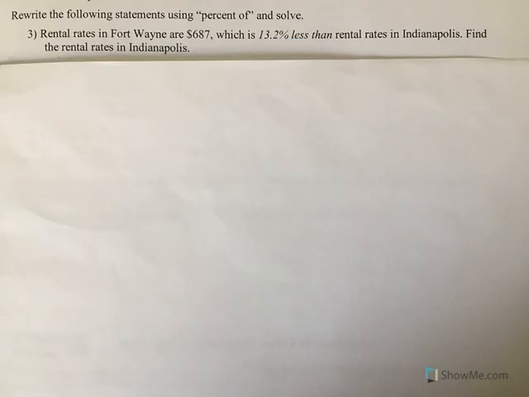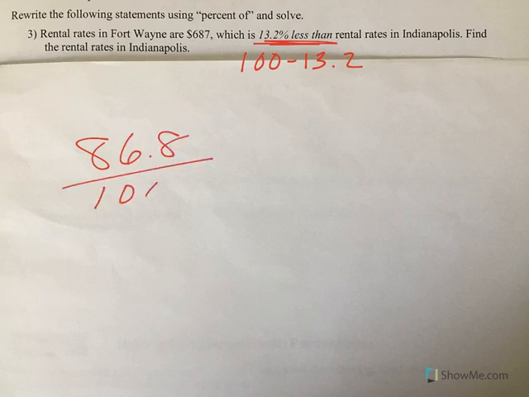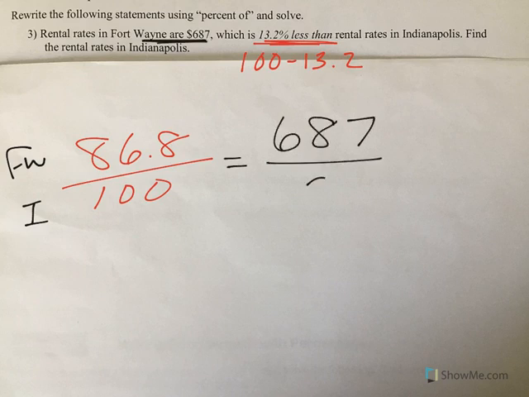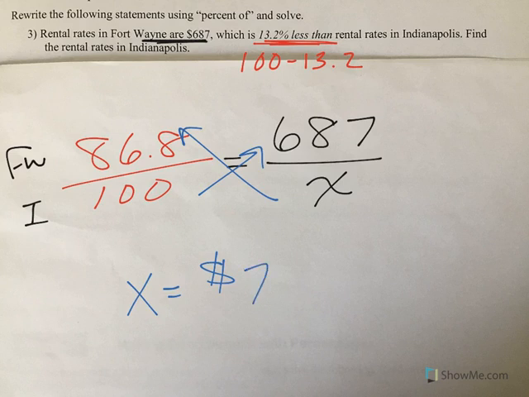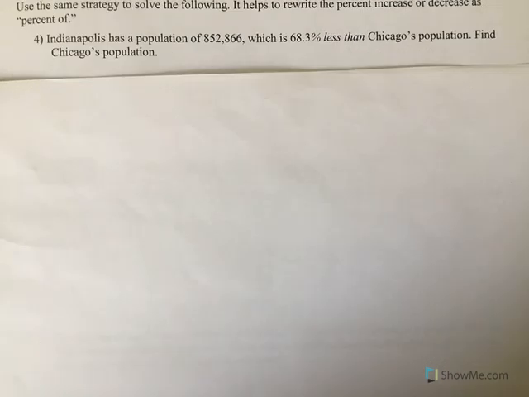Rental rates in Fort Wayne are $687, which is 13.2% less than rental rates in Indy. Find the rental rates in Indy. Okay, again, we have less. So we're going to subtract from 100 to get 86.8 over 100. And who's less? Well, Fort Wayne is less than Indy. So the numerator is represented by Fort Wayne, where rates are 687, and we're trying to find the rental rates in Indianapolis. We cross multiply and divide, and we're going to say that general rental rates are $791.41 in the city of Indianapolis.